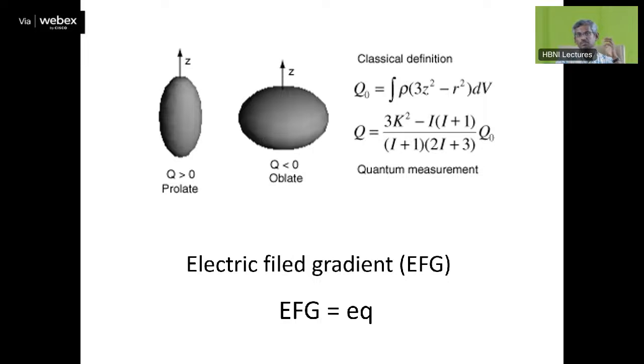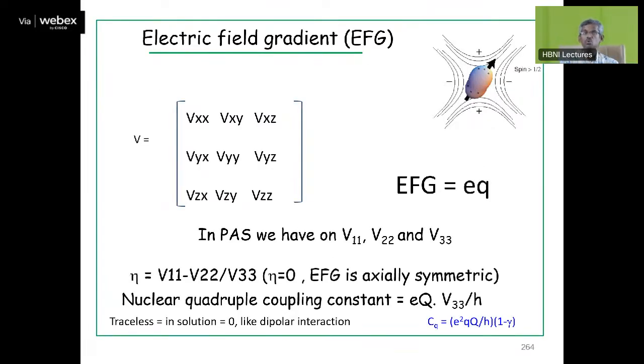There are expressions available for this, but for the time being, forget about all those things. Now let us go to the electric environment around the quadrupole nucleus. You see here, a quadrupole nucleus with a prolate shape. Around that, there is an electric field gradient. Some regions are positive, some regions are negative, so there is an inhomogeneity in the electric field. That is called the electric field gradient, and it is given by the expression eQ, where e is the charge.